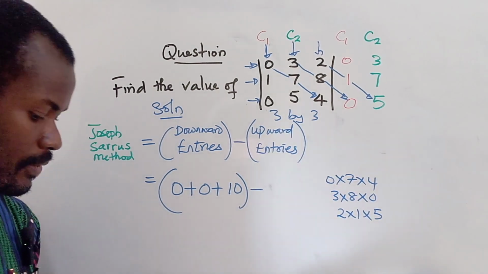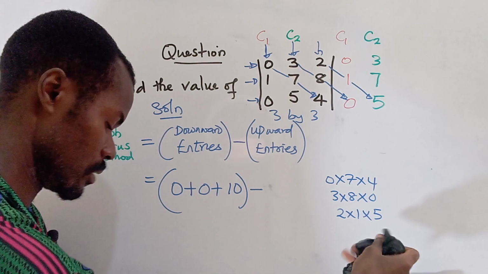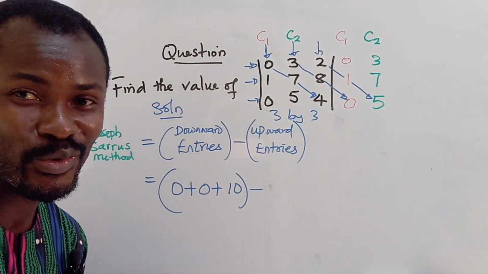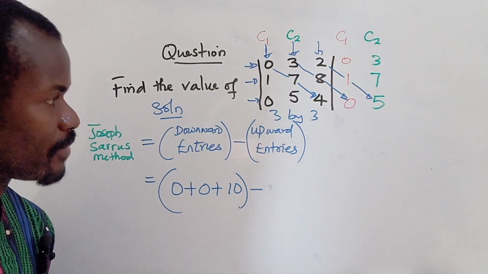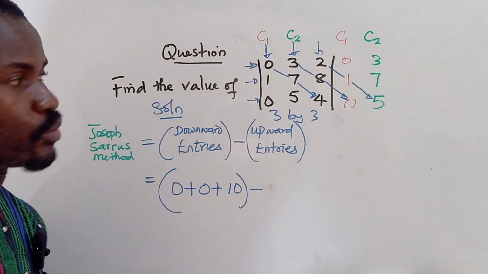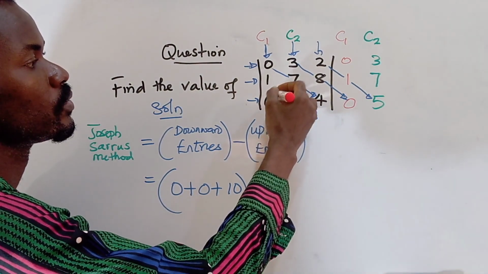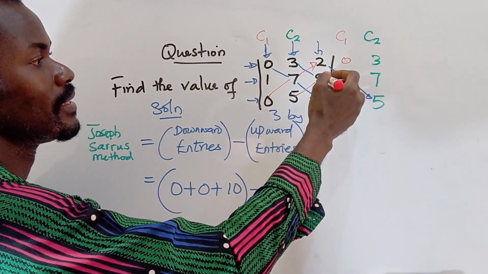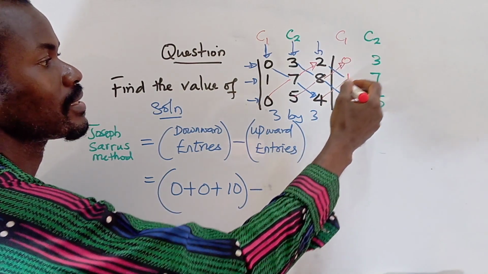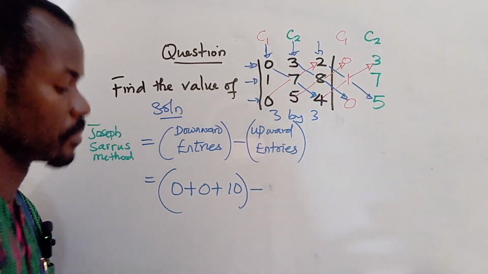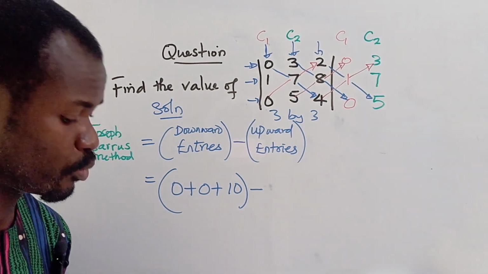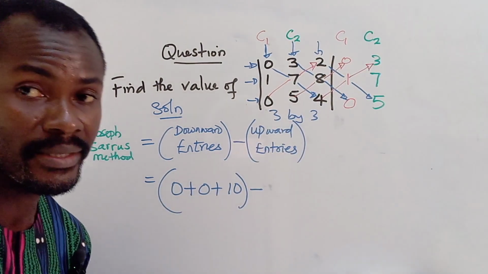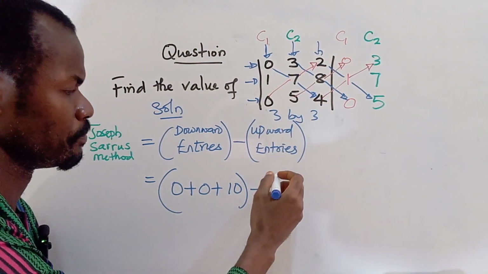So minus. Now that we have gotten the downward entries, we are also going to do the upward entries. For the upward entries, we are going to move this way. You start from this, then you move like this, and lastly you move like this. That is for the upward entries, so the arrows are going upward, 3 times.